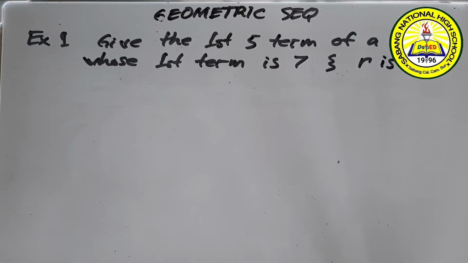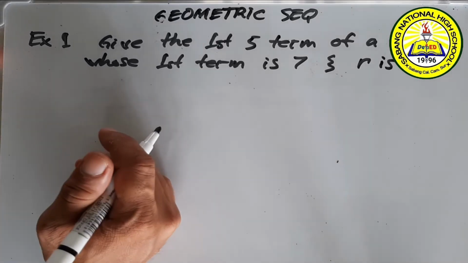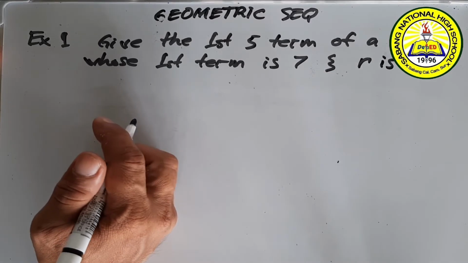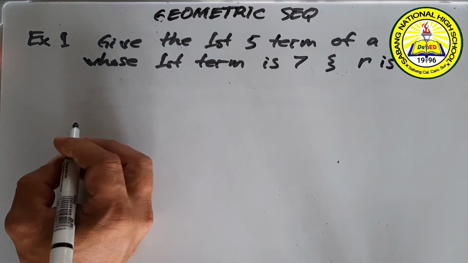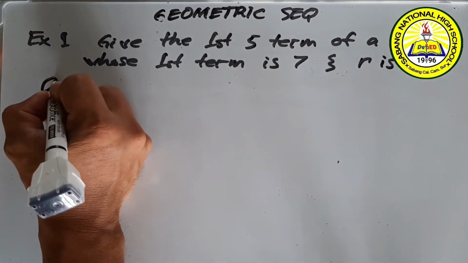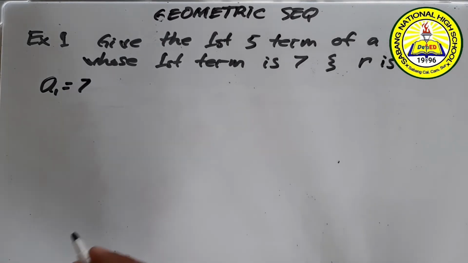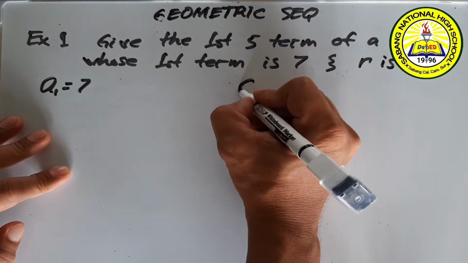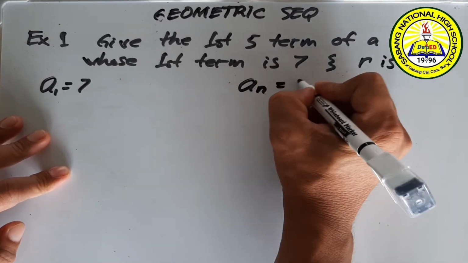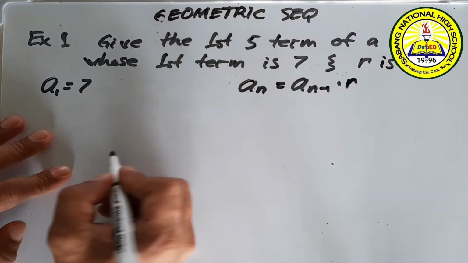Okay, so we now have a common ratio which is negative 3. A while ago, our common ratios were positive numbers. So let us take a look at what will happen if our common ratio is negative 3. Based on the problem, a sub 1 is equal to 7. On our formula, which I have just written a while ago, a sub n is equal to a sub n minus 1 times the common ratio.